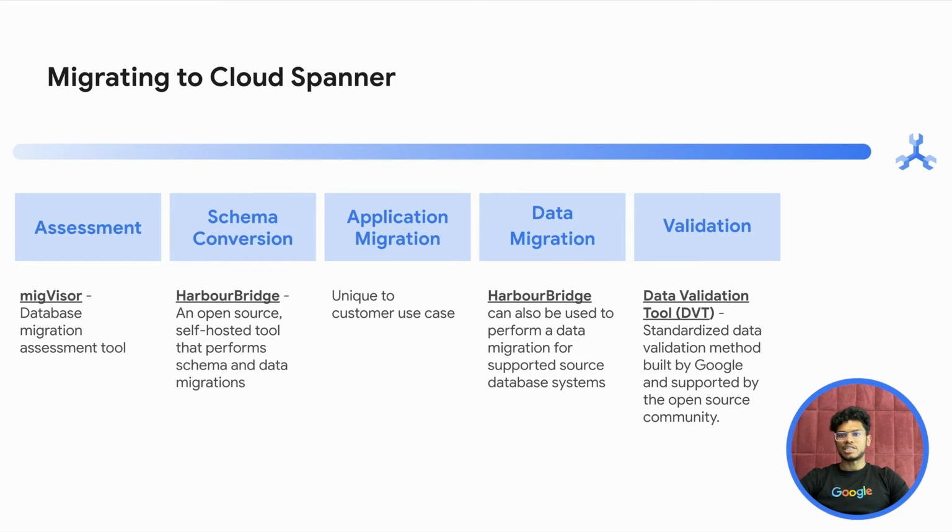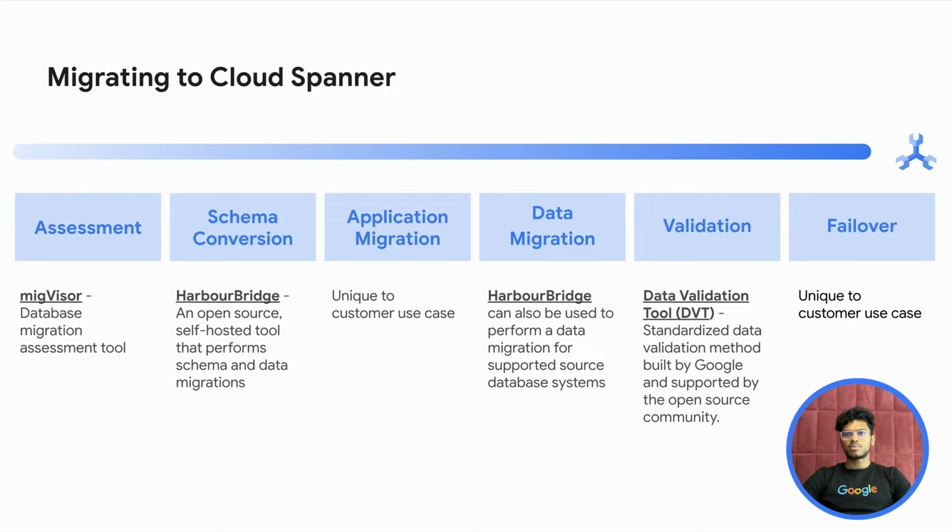Once your data is migrated, validate that the data and the schema is consistent with the source database. It can be challenging to validate terabytes or petabytes of data manually, so you can automate this process with Data Validation Tool. It is a standardized data validation method built by Google and supported by the open source community that can integrate into existing Google Cloud products. It compares structured or semi-structured data from the source and the target tables and verifies that they match after the migration.